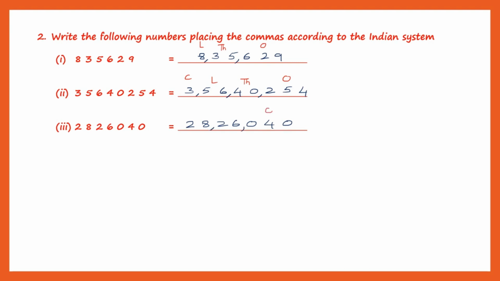So what are the periods? Ones period, the thousands period and the lakhs period. So after each period there is a comma. After the lakhs, comma. After the thousands there is a comma.